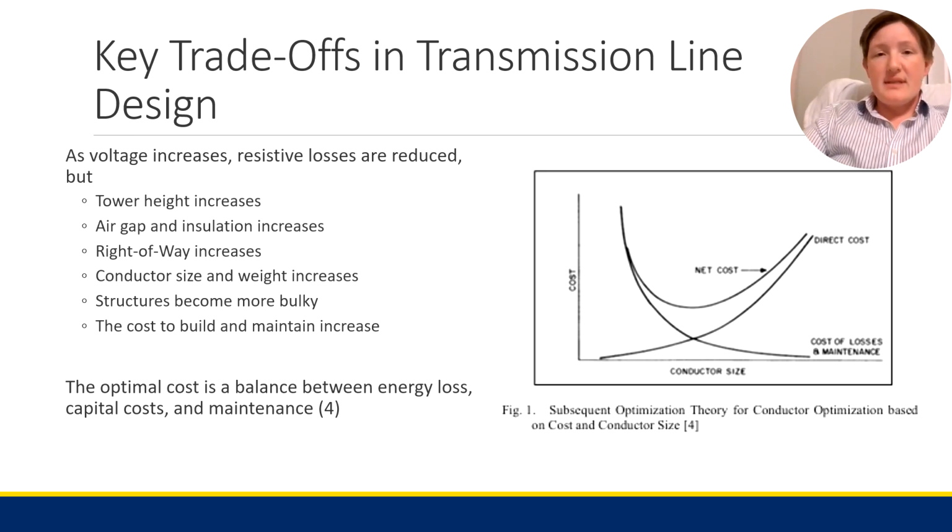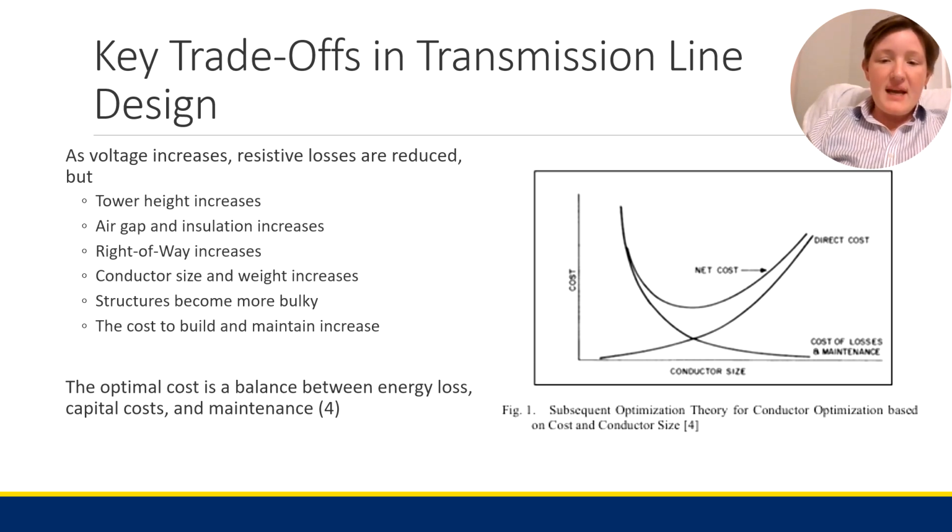So as voltage increases, yes, the resistive losses are reduced, but with that, the tower height increases, the air gap and insulation needed to maintain safe operation of those transmission lines increases. The right-of-way around the structures and the line increase. Conductor size and weight also increases. And with that, the structures to support this line material become more bulky, more labor-intensive to design and build. And overall, the cost to build and maintain these structures also increases as voltage increases.